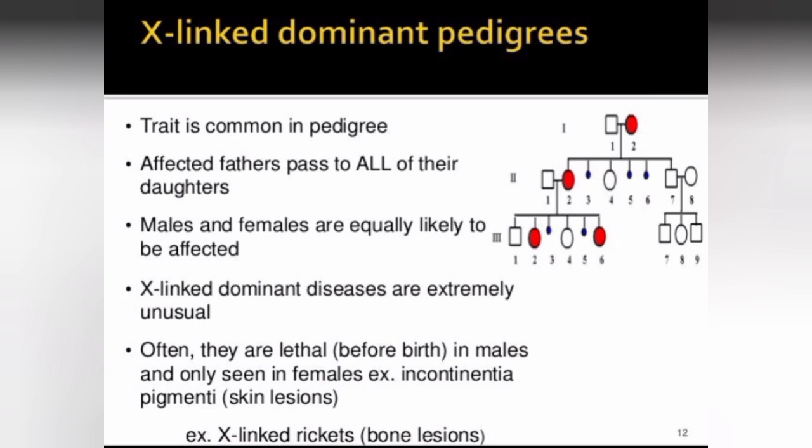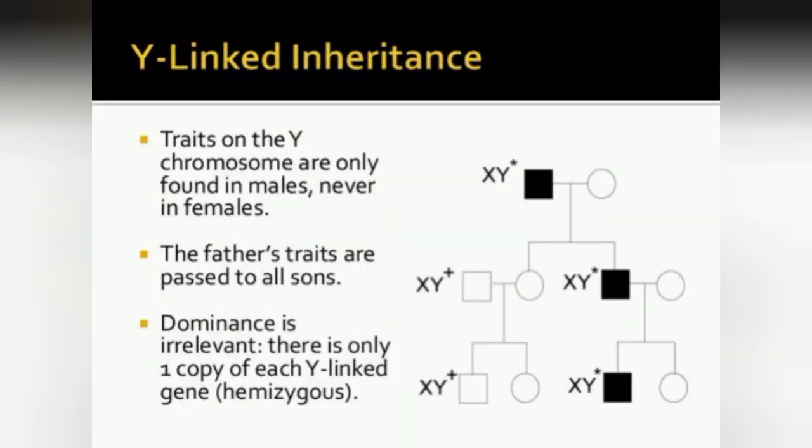Now coming to the next observation, again we'll observe in the diagram, if the disease is transmitted from dad to daughter, then it is X-linked dominant. And if the traits on the Y chromosome are only found in males and never transmitted to females, then it is Y-linked inheritance. It means the father's traits are passed only to sons.